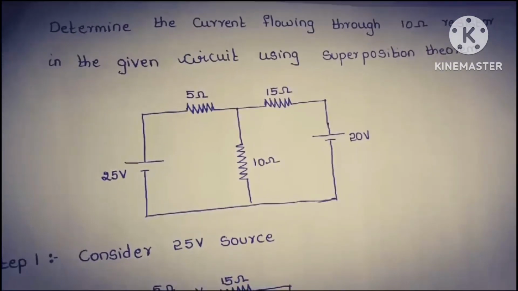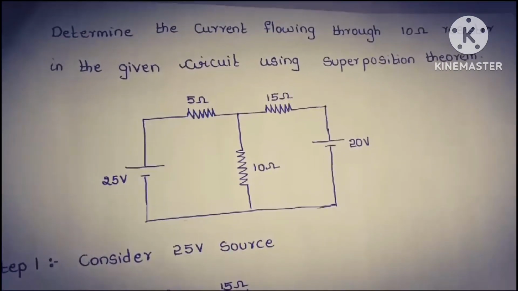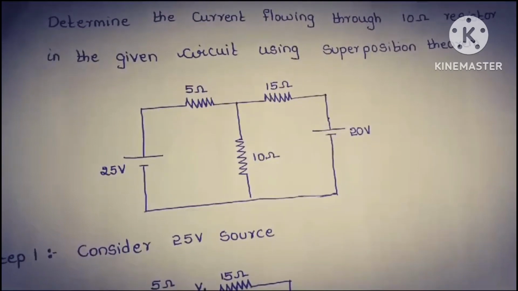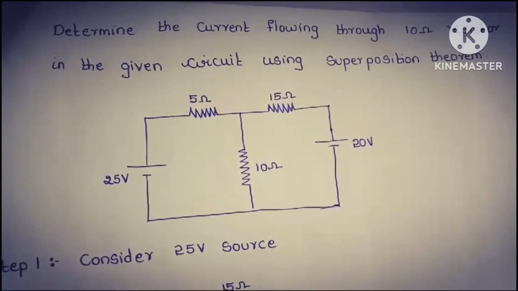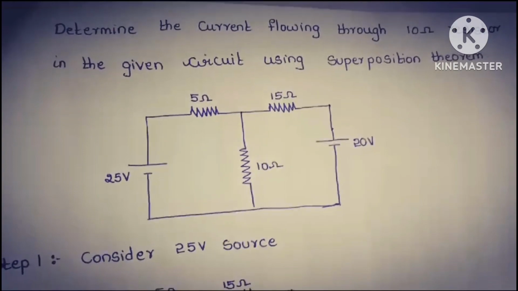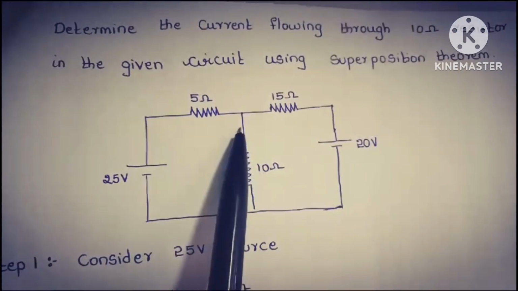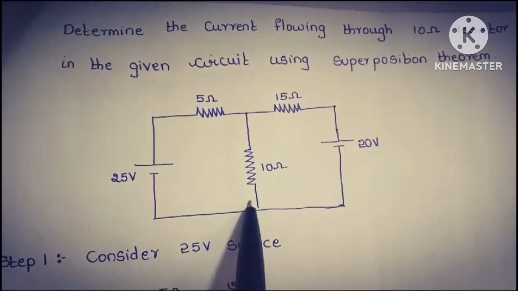We are going to solve a few problems on the superposition theorem. The first problem is: determine the current flowing through the 10 ohm resistor in the given circuit using the superposition theorem. This is the circuit given, and we need to find the current flowing through this 10 ohm resistor.